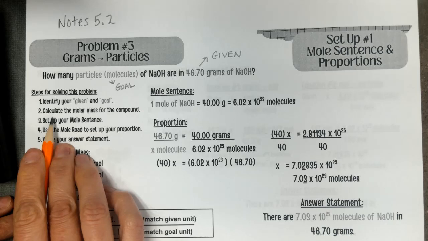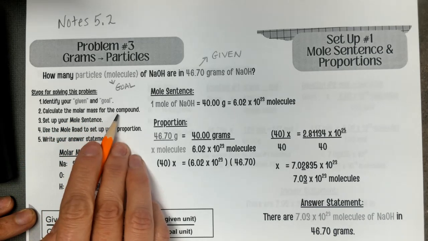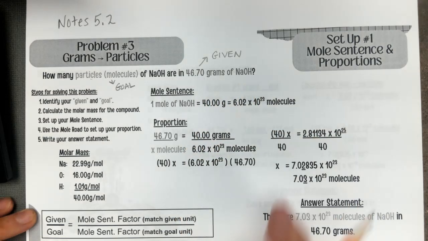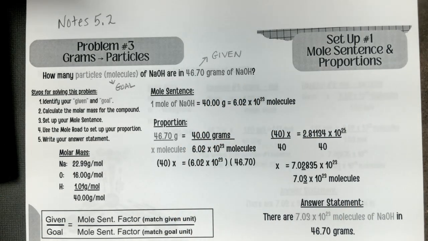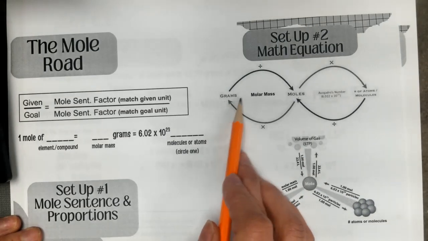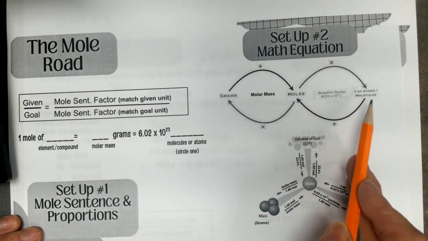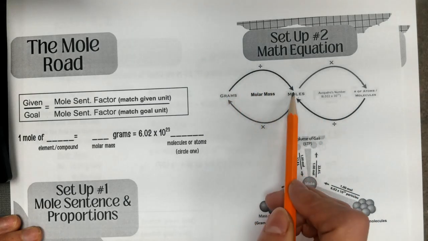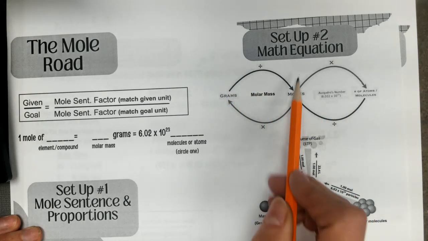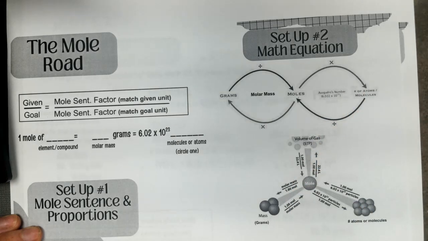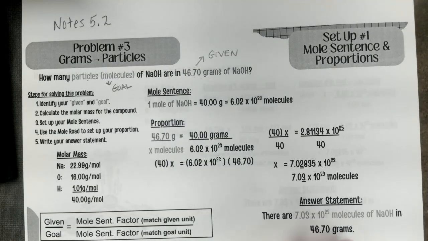Next, I'm going to calculate the molar mass for the compound. Now, I know I'm going to need to use that because I have grams in my problem. So specifically, I'm going from grams to molecules. So I'm starting here, and I'm trying to make my way all the way over here. So first I need to use molar mass to get to my moles, and then I'm going to be using my Avogadro's number to get to my molecules. So I'm going to be using every fact from my mole sentence.